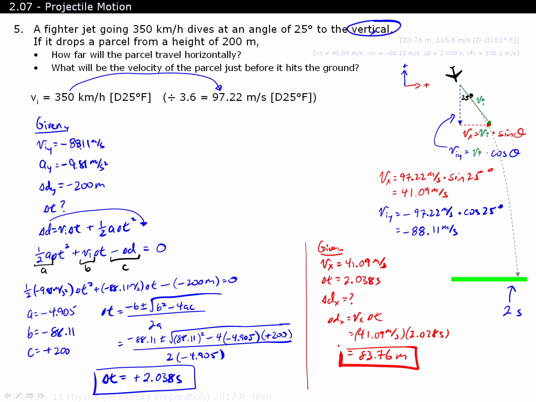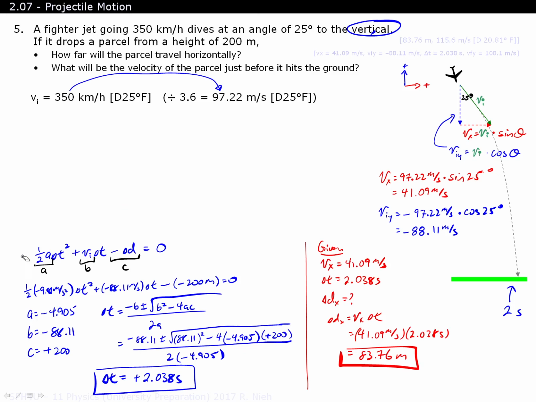The last part is asking what will the velocity of the parcel be just before it hits the ground. I guess for that I'll need to clear up some space. Why did I erase all of that? I guess I could have reused my givens. That's okay.